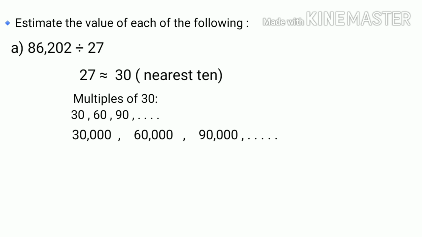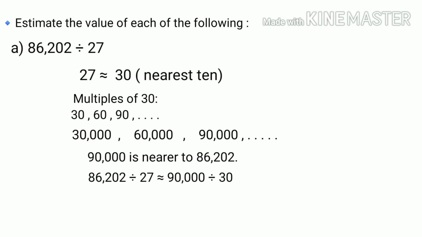86,202. We can see that 90,000 is nearer to 86,202. So we can round this number to 90,000. Now that we have rounded off both the numbers, we can divide them. To make the division easier, we can remove a zero each from the dividend and the divisor. So after removing a zero each from 90,000 and 30, we get 9,000 divided by 3. Now when we divide 9,000 by 3, we get 3,000. So this is the estimated quotient.